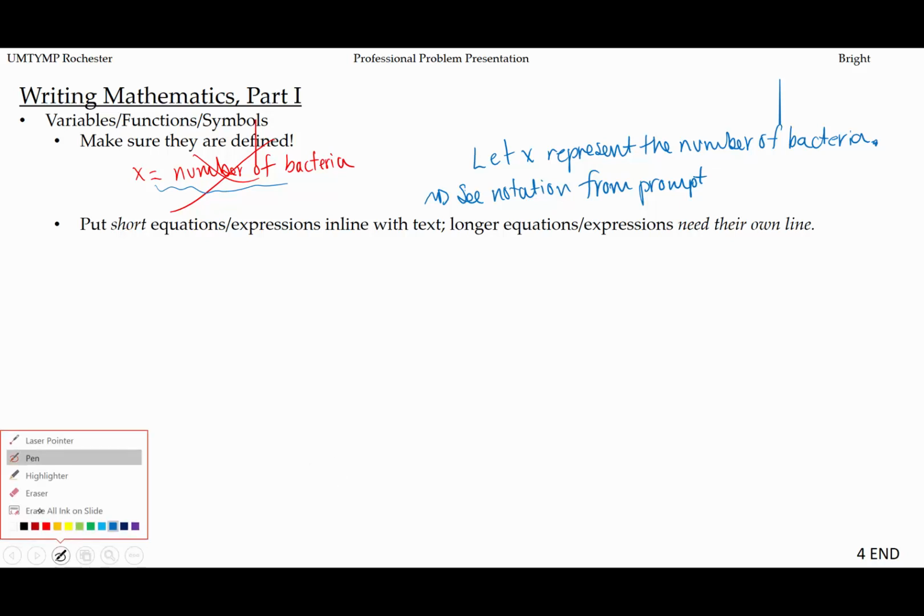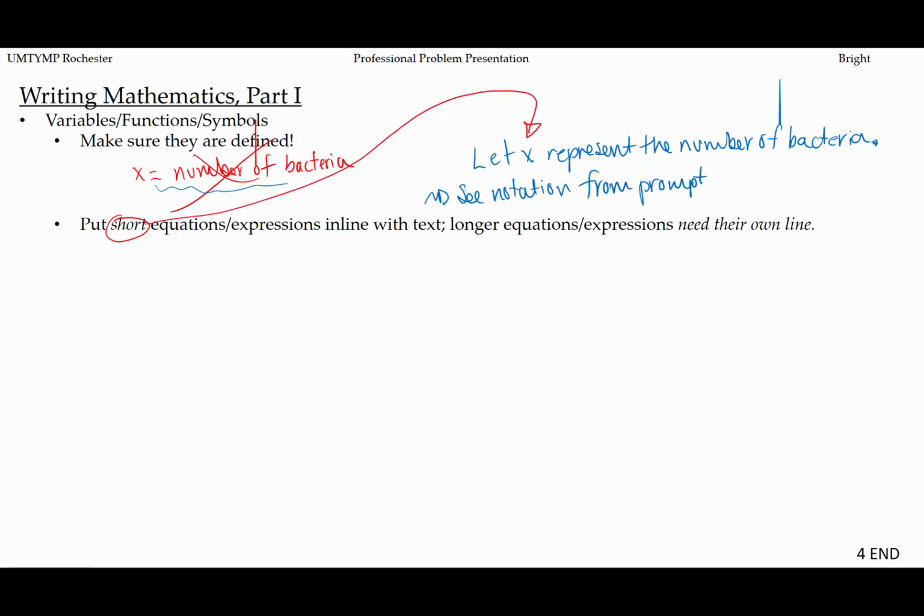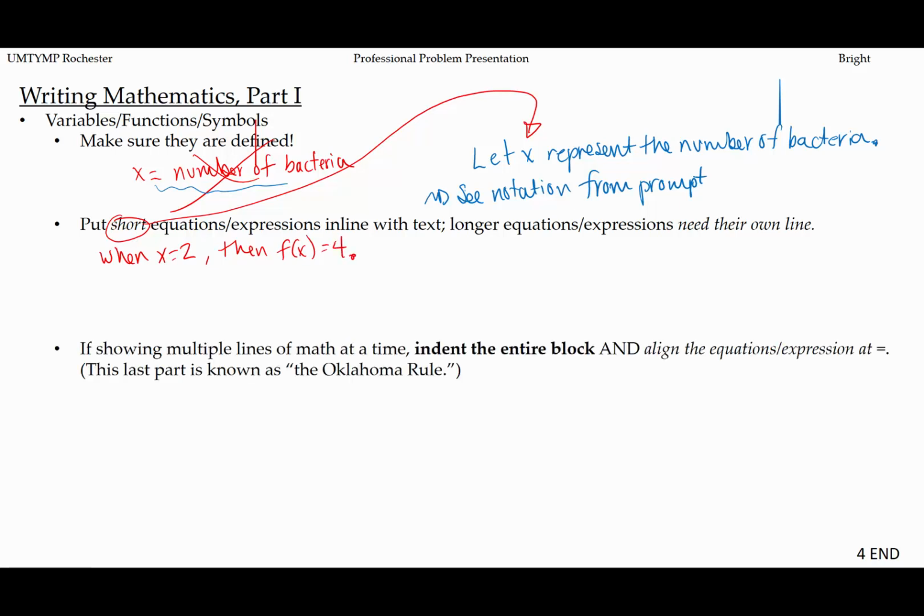Secondly, we need to make sure to put any short, so this is maybe ill-defined right now, short equations and expressions in line with text, and the longer equations and expressions need their own line. So what do I mean by short? Short would be something like what I did here. Or you could do something like, when x is equal to 2, then f of x is equal to 4. That would be okay too.